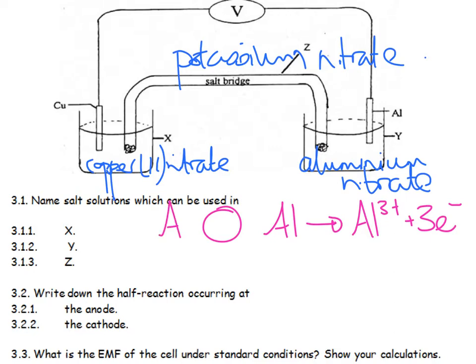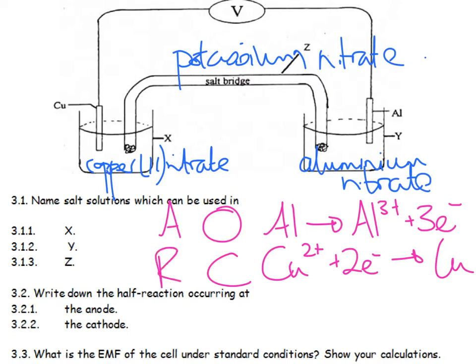And then my cathode is when I write the copper, which is going to be copper 2 plus, 2 electrons, gives me copper metal. And that is happening at the cathode, and that would be my reduction. So the half reaction occurring at the anode is the aluminium one. Half reaction occurring at the cathode is the copper one.